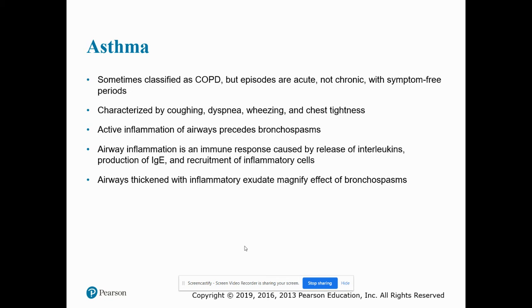Asthma is sometimes classified as COPD, but it's acute, not chronic, and people who have asthma actually have periods of time where they are symptom-free. It's characterized by coughing, dyspnea, wheezing, and chest tightness, and active inflammation of airways precedes bronchospasms. I'm not going to ask you any questions about this bottom part of this slide, but I did want to mention that airway inflammation is an immune response caused by the release of interleukins produced by IgE and recruitments of inflammatory cells, and airways thickened with inflammatory exudate magnify the effect of bronchospasms.